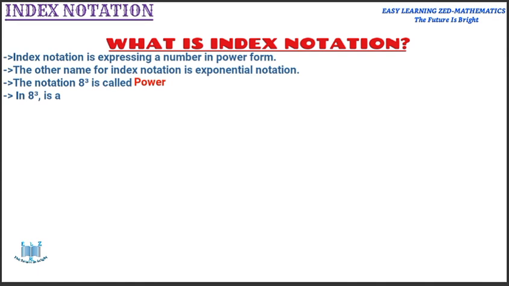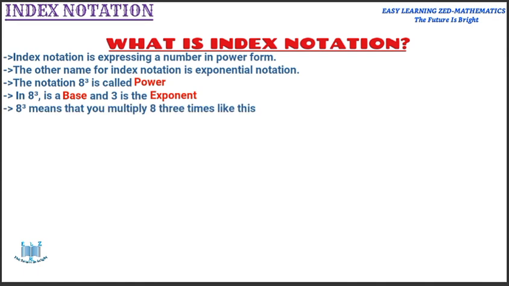In 8 raised to the power 3, 8 is the base and 3 is the exponent. 8 raised to the power 3 means that you multiply 8 three times, like this. So 8 raised to the power 3 is telling us that we should multiply 8 by itself three times.